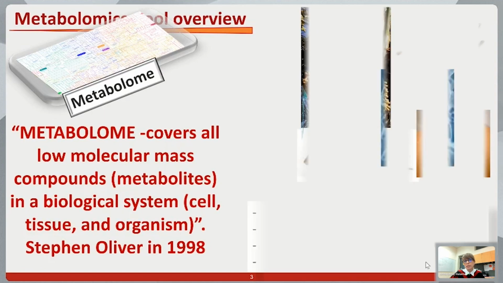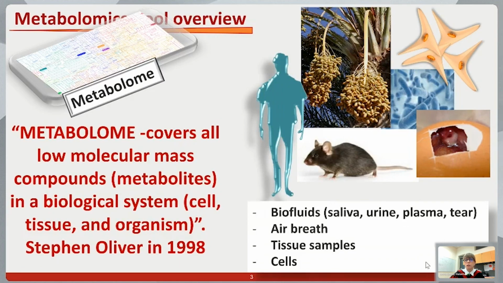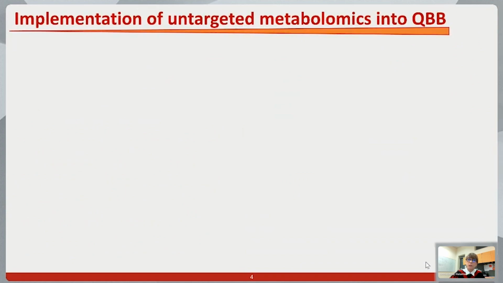If you are thinking about what kind of samples can be measured using metabolomics, you can say that the sky is the limit, because we are able to implement metabolomics in different biofluids, including saliva, urine, plasma, but also tears. A recent study showed that exhaled air breath could serve as a great matrix for metabolic profiling. Also, it can be implemented on tissue samples and cells. I will be focusing today mainly on biofluids from humans: saliva, urine, as well as plasma.